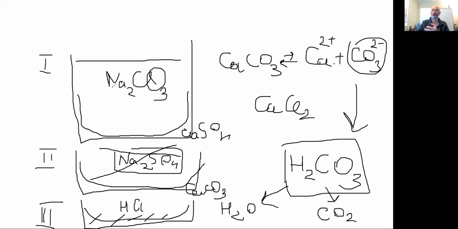Sodium and ammonium are pretty much the same; they are ions that behave very similarly. Sodium carbonate, ammonium carbonate, that works. Any ion which produces a soluble carbonate works. Okay.